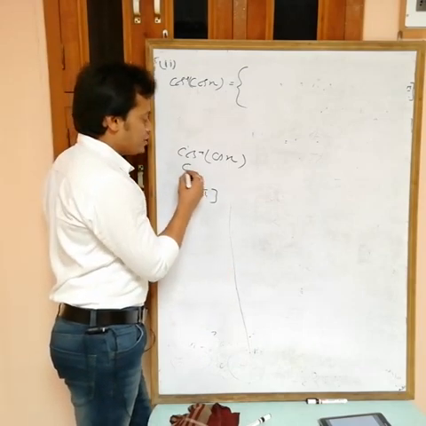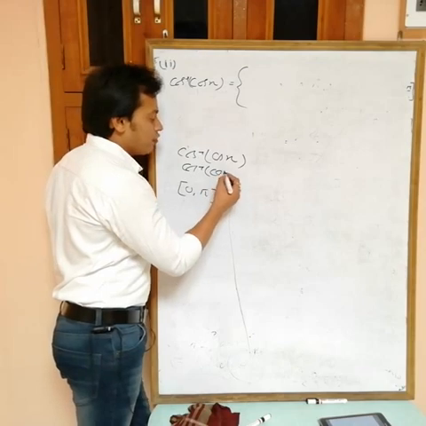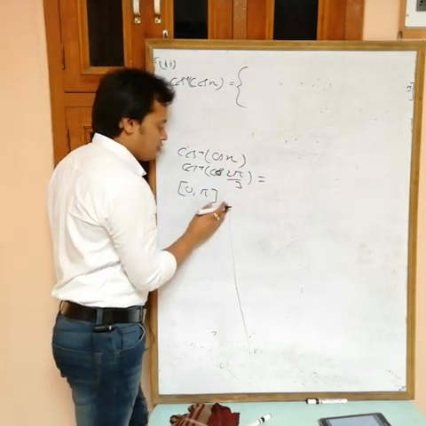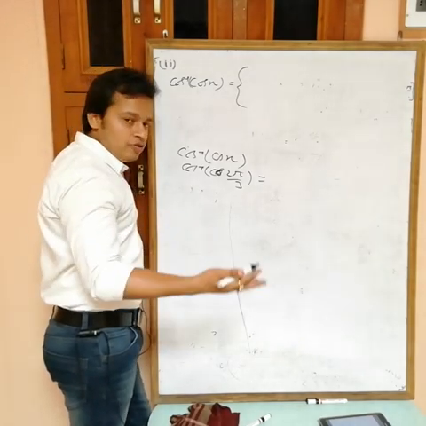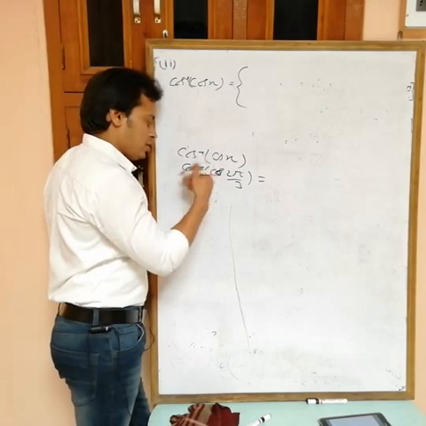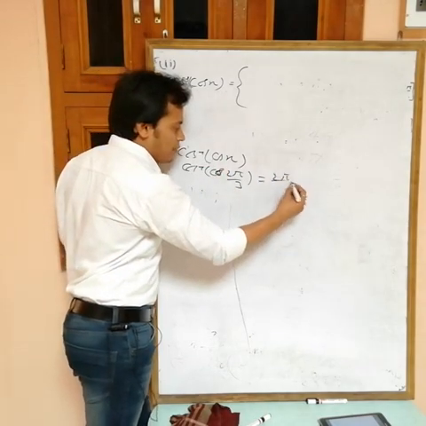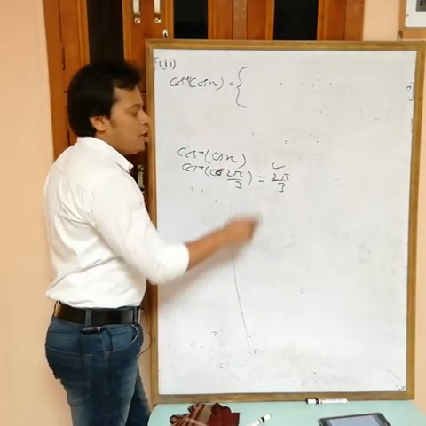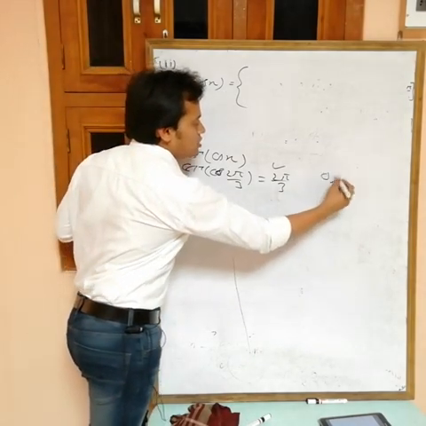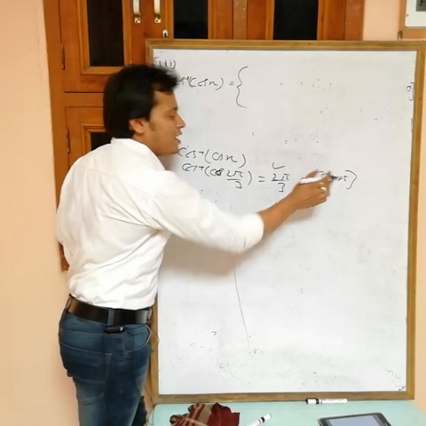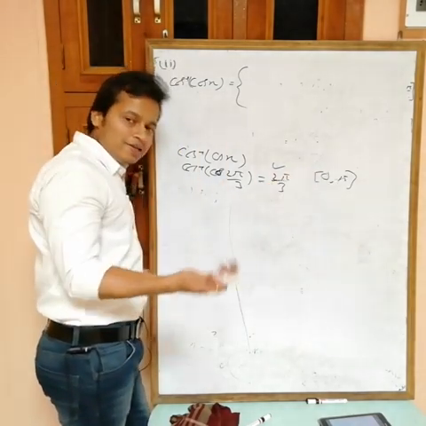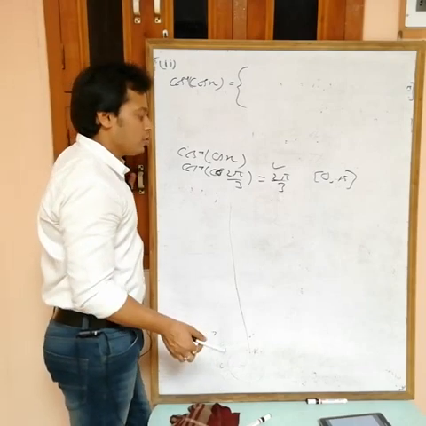See, for example, cos inverse of cos 2 pi by 3. Now if I use the formula f inverse of f x equals x, then cancel out, what are we getting? 2 pi by 3. This is fine, because this is the value of cos inverse and the range of cos inverse is 0 comma pi, and this lies in this range. It belongs to 0 comma pi, so no problem.